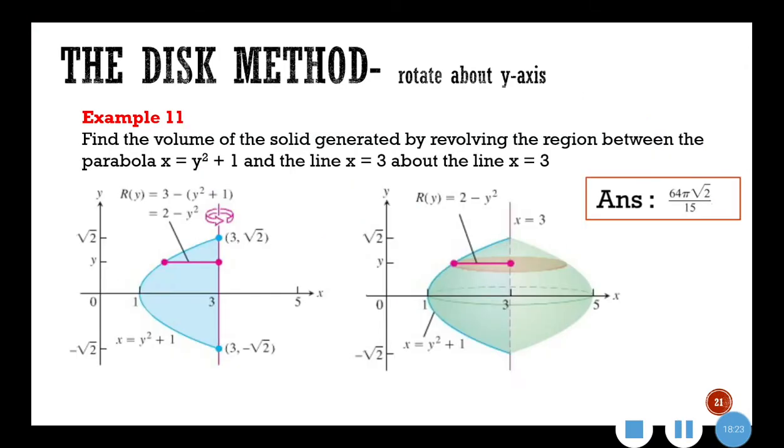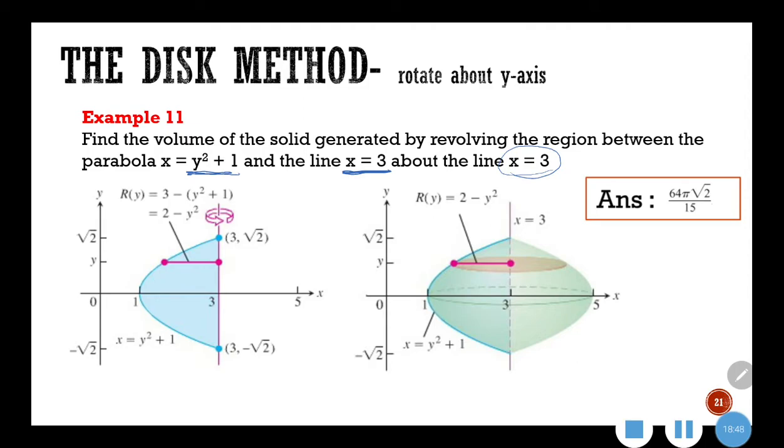Okay, so this is the last example for today. Example 11. Find the volume of the solid generated by revolving the region between the parabola x equals y squared plus 1 and the line x equals 3 about the line x equals 3. Okay, about the line x equals 3.